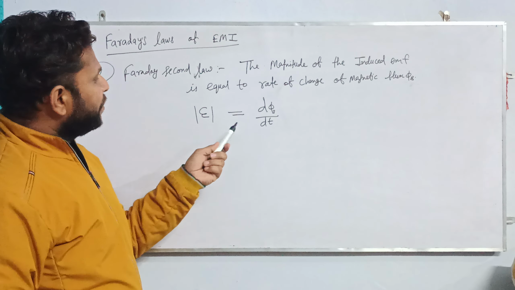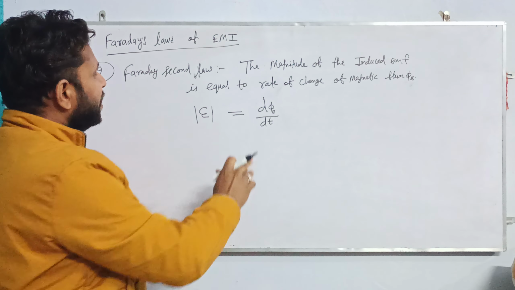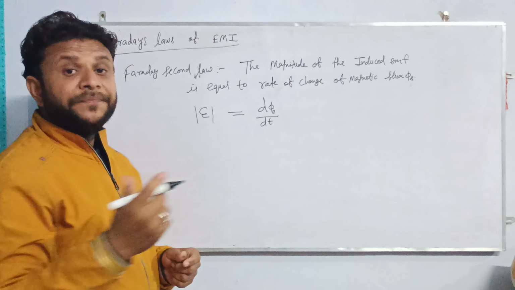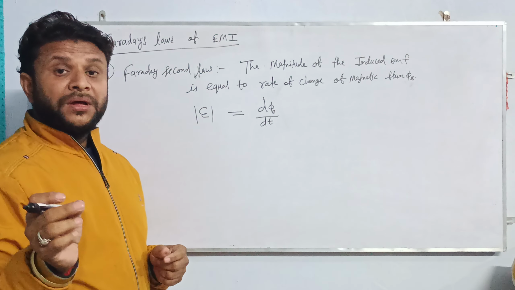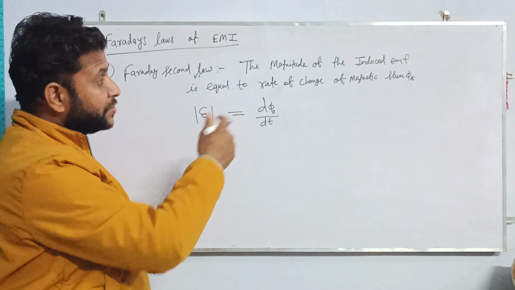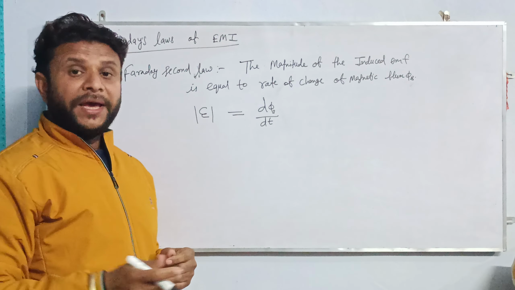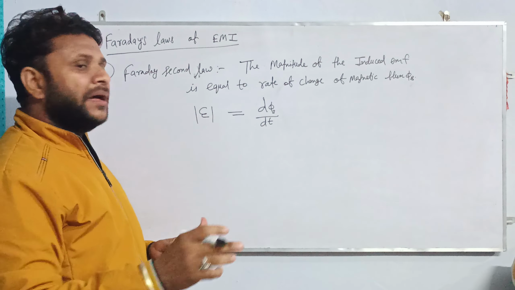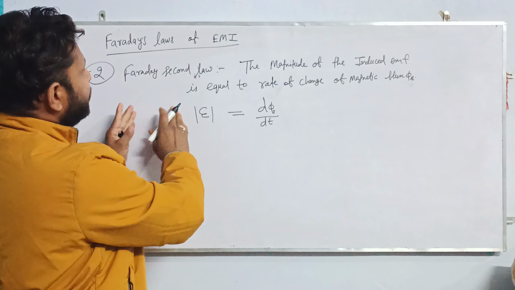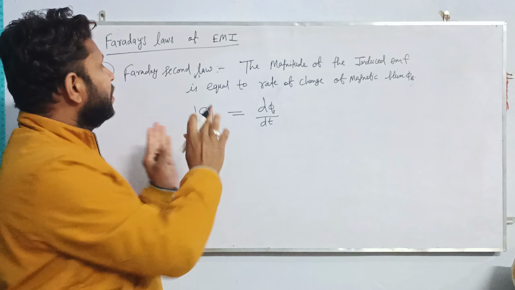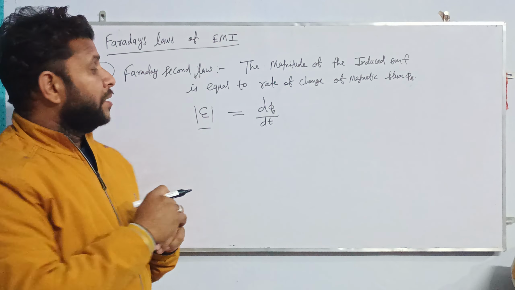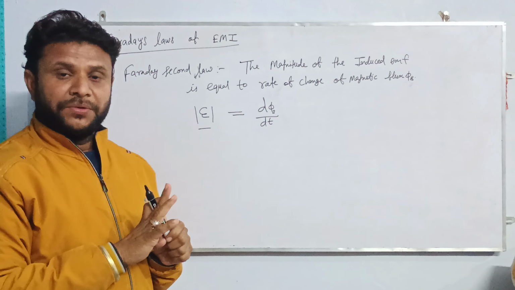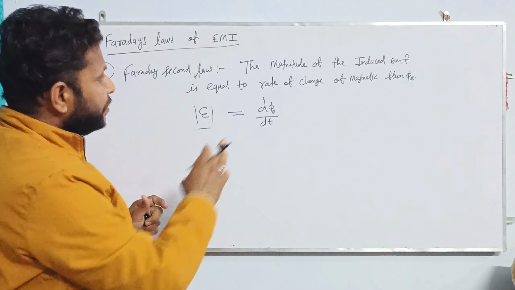But if we want to understand it in a clearer way, we should understand the first law and Lenz law. Then after this, we have to remember only the second law: magnitude of EMF equal to rate of change of magnetic flux. Okay, students, please note down this.